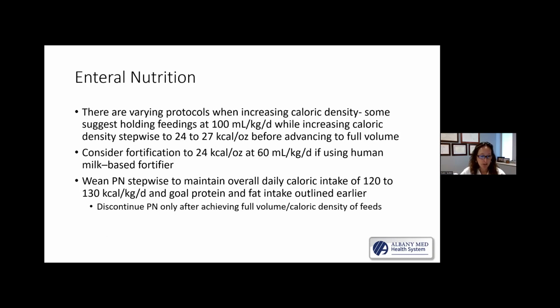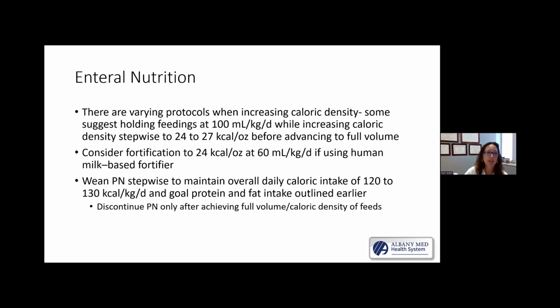There are varying protocols when increasing caloric density. Some suggest holding feeds at 100 mLs per kilo per day while increasing caloric density stepwise to 24 to 27 kcals per ounce, and then advancing to full volume. Other places will advance calories and volume at the same time. There really hasn't been anything published to standardize a method to do this, specifically with randomized trials, so that is definitely something that's needed in the future.